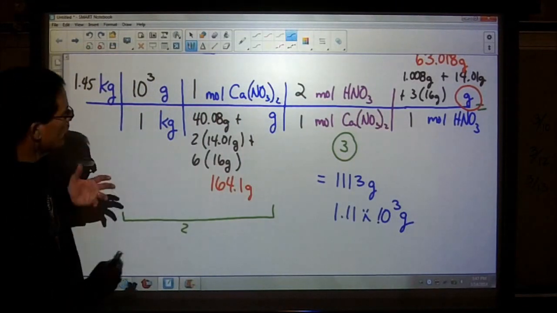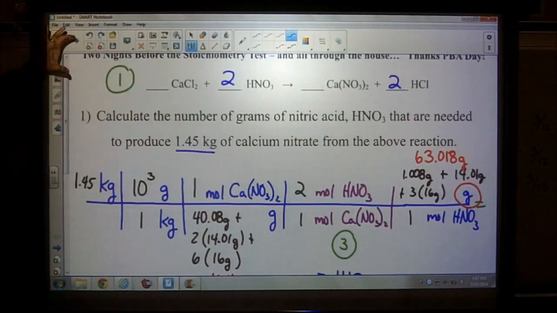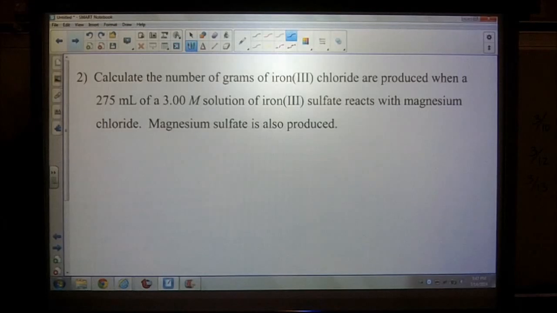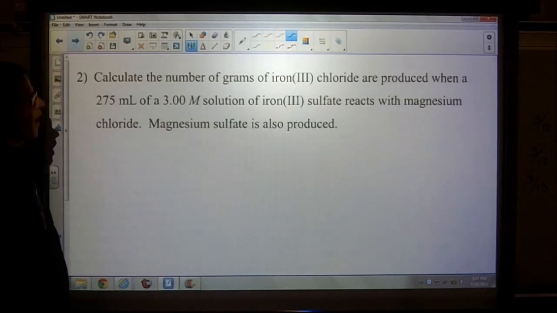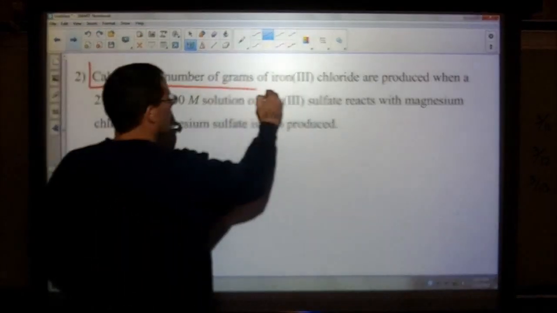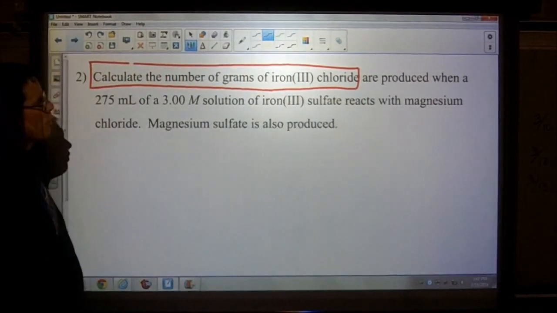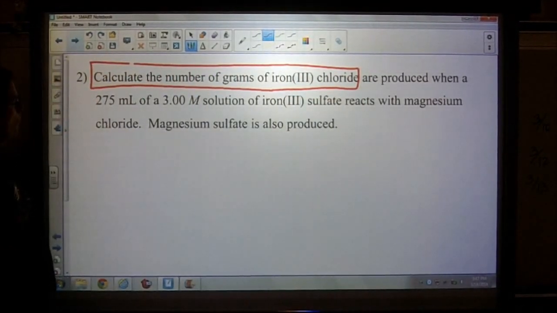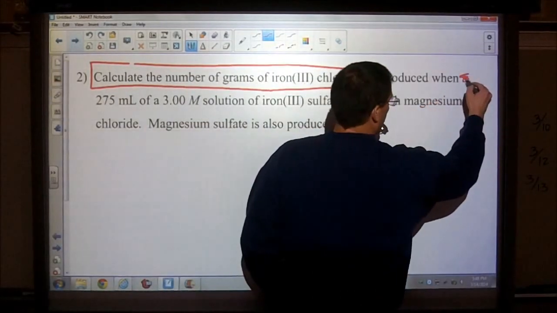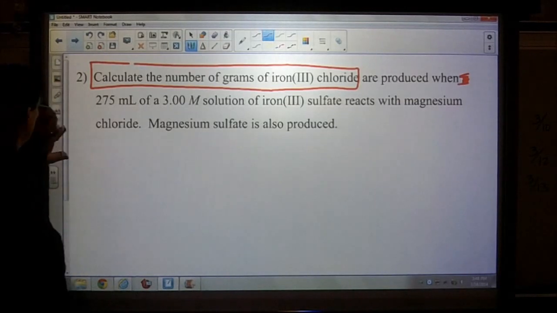All right, let's try the same thing with the next question. Okay, so number 2. Number 2 asks, calculate the number of grams of iron 3 chloride. So actually, let's box that in. Calculate the number of grams of iron 3 chloride that are produced when 275 milliliters of a 3 molar solution of iron 3 sulfate reacts with magnesium chloride. Magnesium sulfate is also produced.